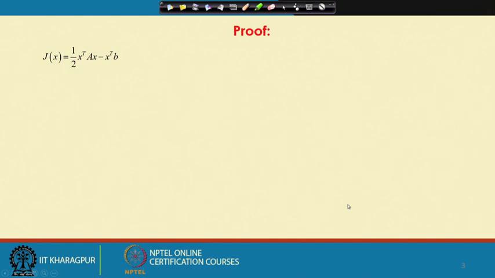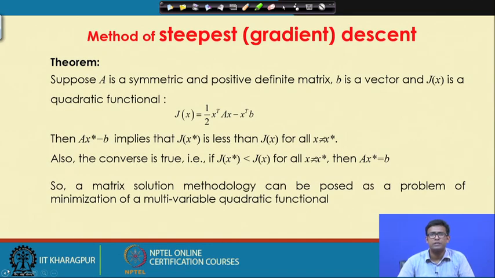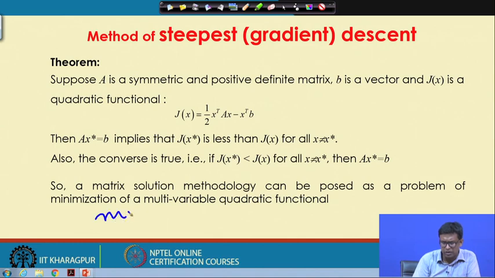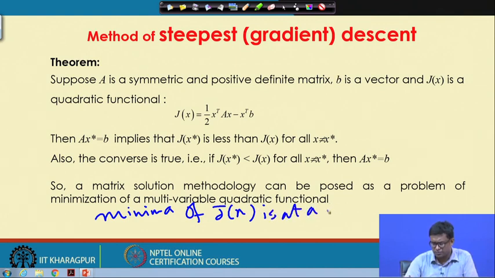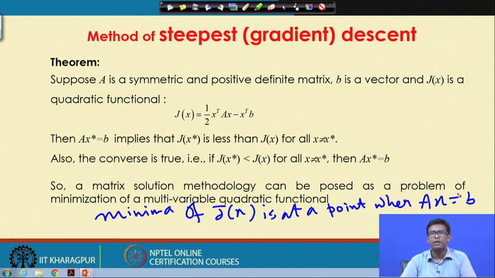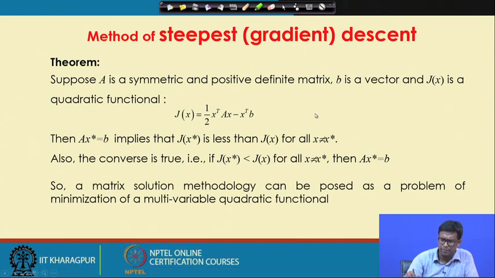So, now we have the theorem that J(x) is equal to half of x transpose A x minus x transpose b. The theorem basically says the minima of J(x) is at a point where A x is equal to b. So, if we can find out the location where J(x) is minima, that will point to a vector for which A x is equal to b. So, we will look into the proof of the theorem.